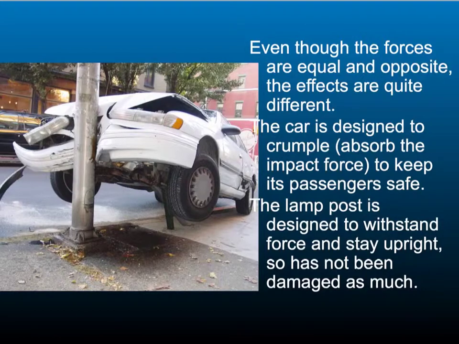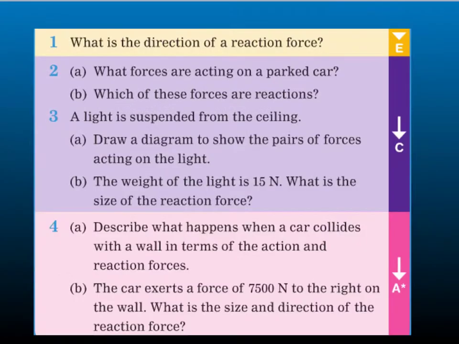Even though the forces are equal and opposite, the effects are quite different. The car has been designed to crumple on impact. This will absorb the impact force and helps keep the passengers safe. The lamppost, however, is designed to withstand the force and stay upright, so is not being damaged as much.